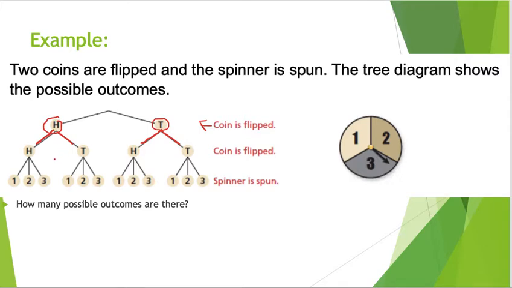After the second coin is flipped, now we spin the spinner. So now we have to look at all these other possible options: heads, heads, 1; heads, heads, 2; heads, heads, 3; heads, tails, 1; heads, tails, 2; heads, tails, 3, and so on. If we were to count all of these branches on the end, we could see that there are 1, 2, 3, 4, 5, 6, 7, 8, 9, 10, 11, 12. There are 12 different possible outcomes if I were to flip two coins and spin a spinner that could land on a 1, a 2, or a 3.